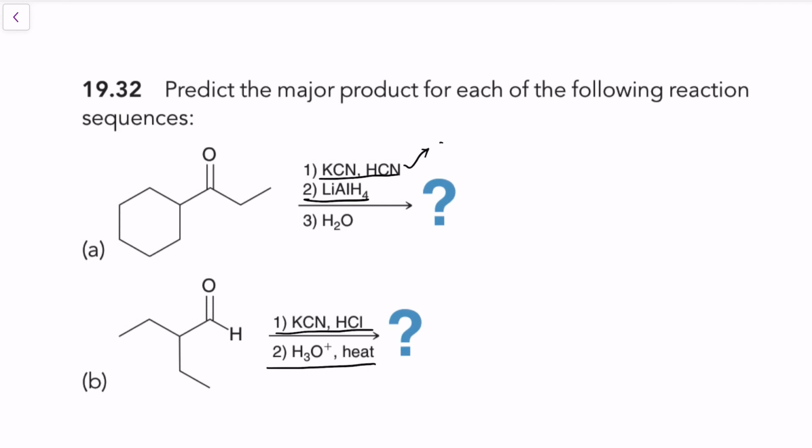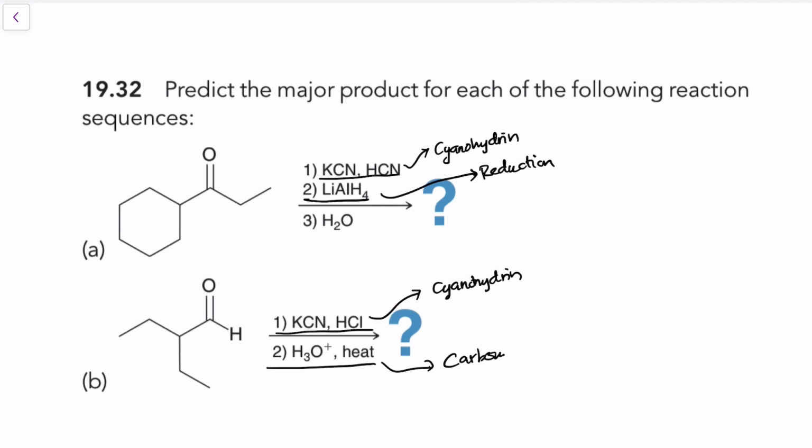In the first process you get a cyanohydrin, and in the second process you undergo reduction. In the same way here, this is a cyanohydrin, and in the second process the cyanohydrin ends up becoming a carboxylic acid. So remember the two products.